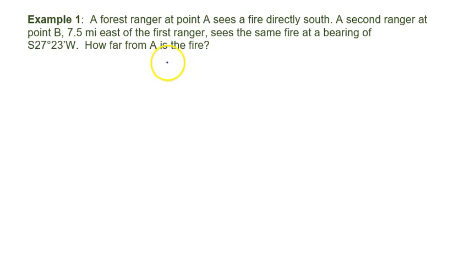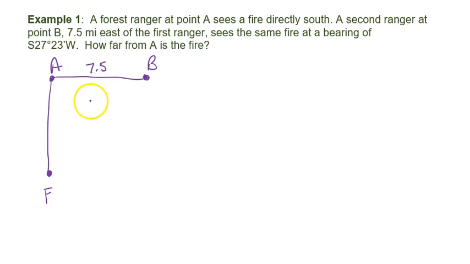For our first example, we are going to deal with this bearing. A forest ranger at point A sees a fire directly south. So we'll just say here's point A, and then there's a fire that's directly south of point A. And the second ranger at point B, which is 7.5 miles east of the first ranger, so east of the first ranger, we're going to put point B. And we know that distance to be 7.5 miles.